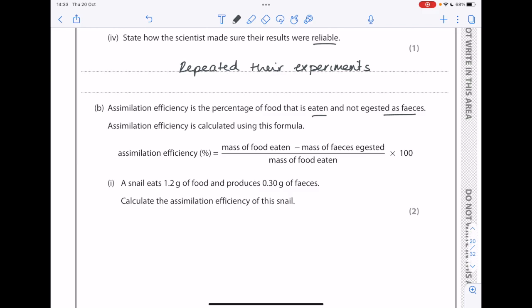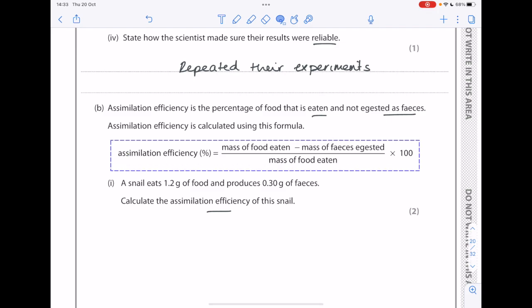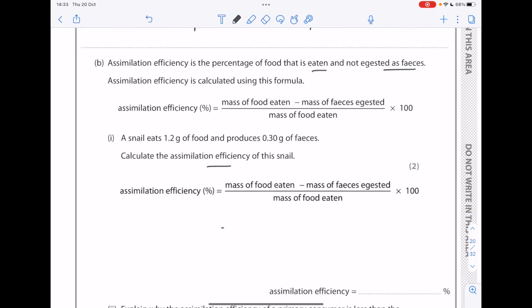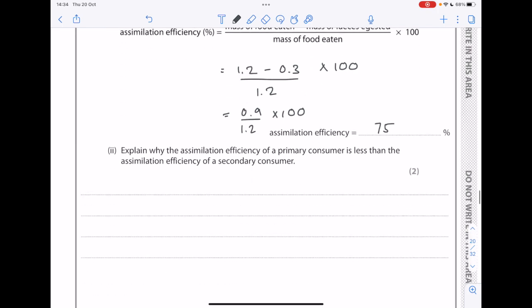Assimilation efficiency is calculated using this formula. A snail eats 1.2 grams of food and produces 0.3 grams of feces. Calculate the assimilation efficiency of the snail. So we'll take this equation. The snail ate 1.2 grams of food, produced 0.3 grams of feces. Let's divide it by that mass of food eaten, which was 1.2, and then times it by 100. So it becomes 0.9 over 1.2 multiplied by 100, which comes out at 75%.